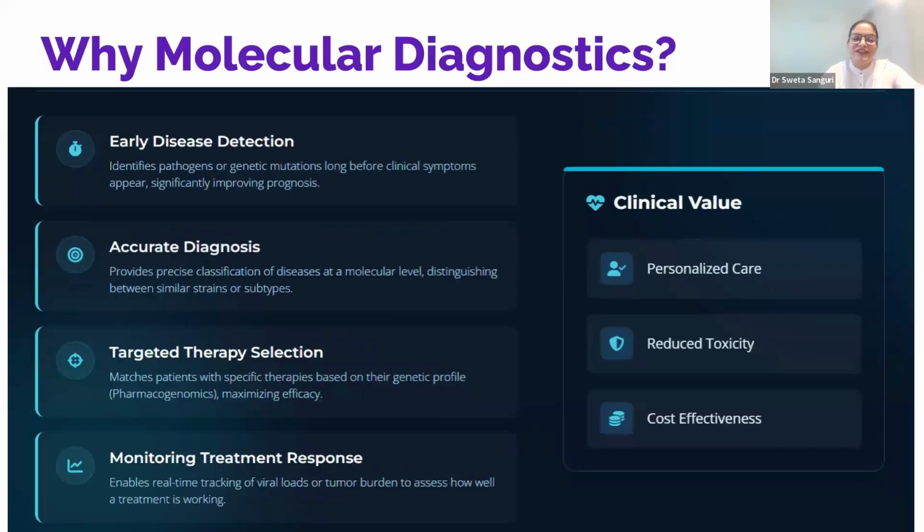Now that we have discussed the what, now comes the why. Why molecular diagnostics? Let me explain this with a very small clinical story. Again, lung cancer, like I gave a disclaimer in the beginning.